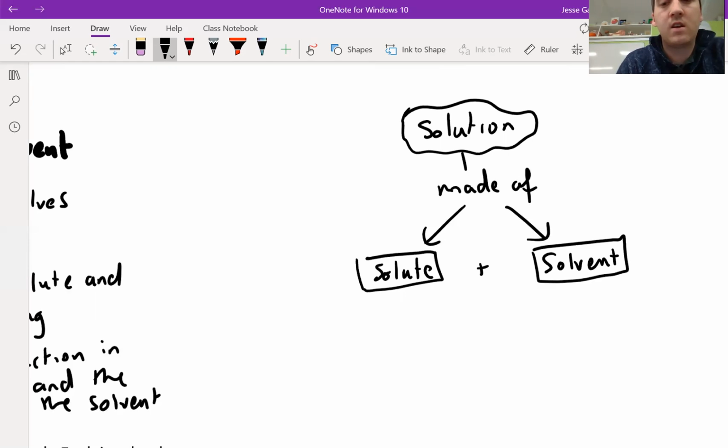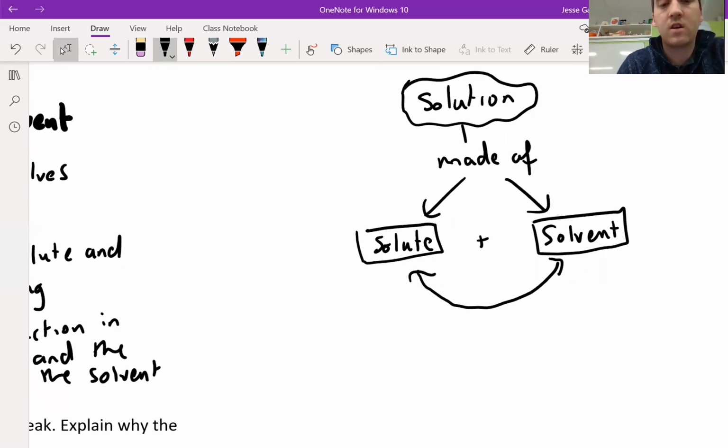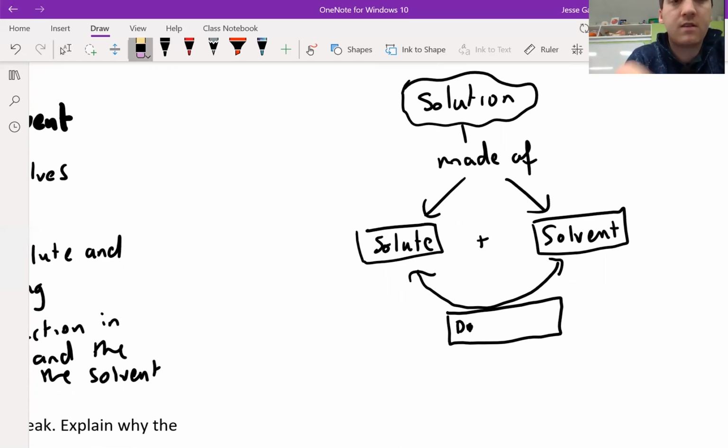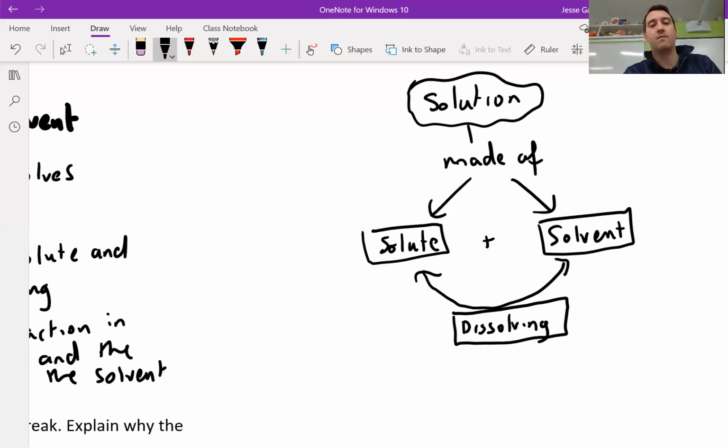Okay, and the process that lets them mix together is called what? On 3, write down the answer just underneath this arrow here. What is this process called? On 3, 1, 2, 3. Okay, so pause the video. You should have written dissolving. This process is called dissolving. And the solute dissolves in the solvent and makes a solution.